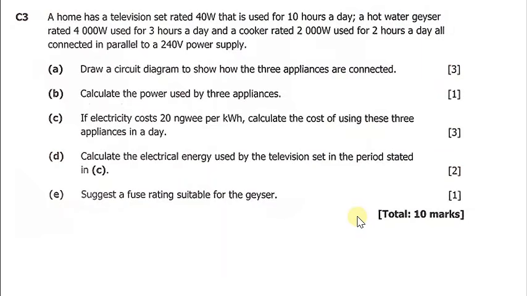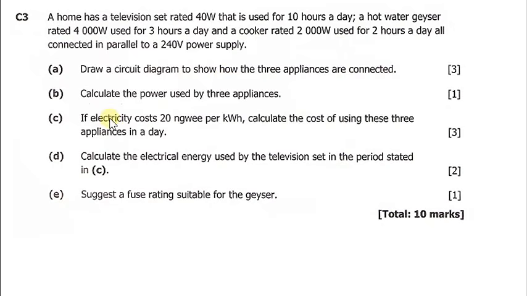Okay, so let's go to the last question, which is C3. They're saying a home has a television set rated 40 watts that is used for 10 hours a day, a hot water geyser rated 4000 watts used for 3 hours a day, and a cooker rated 2000 watts used for 2 hours a day, all connected in parallel to a 240 volt power supply. Draw a circuit diagram to show how 3 appliances are connected.